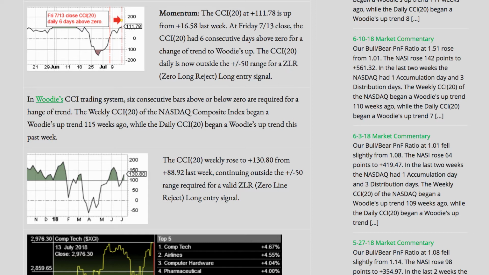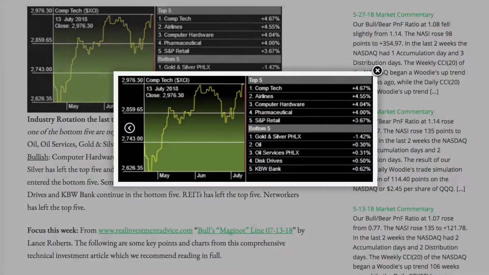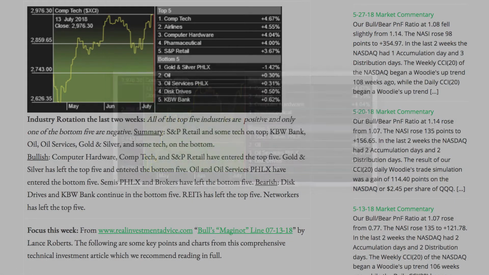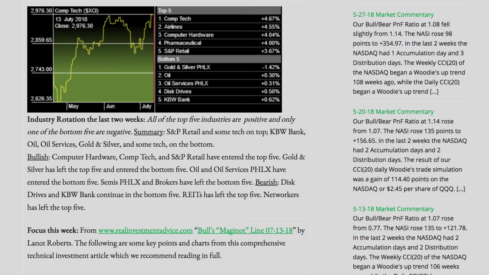Industry rotation the last 2 weeks. All of the top 5 industries are positive, and only one of the bottom 5 is negative. Summary: S&P Retail and some tech on top. KBW Bank, oil, oil services, gold and silver, and some tech on the bottom.